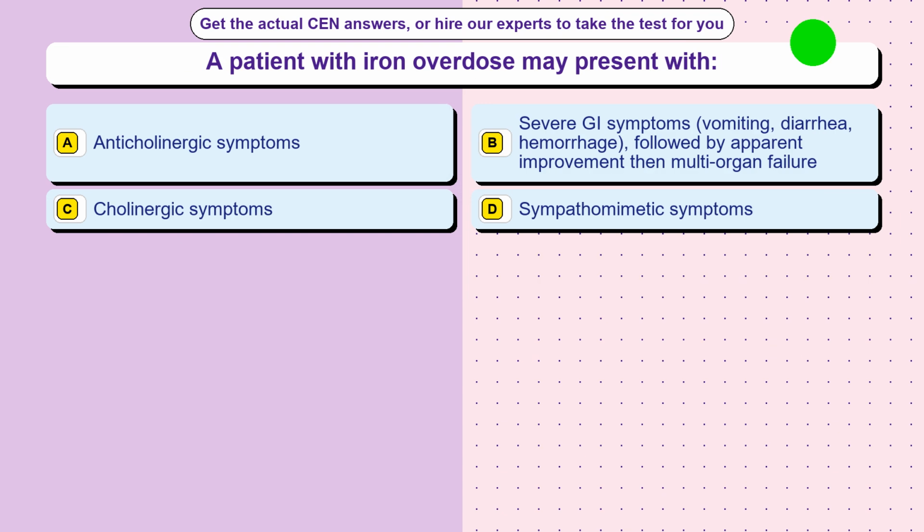Question 36. A patient with iron overdose may present with Option A, anticholinergic symptoms. Option B, severe GI symptoms, vomiting, diarrhea, hemorrhage, followed by apparent improvement then multi-organ failure. Option C, cholinergic symptoms. Option D, sympathomimetic symptoms.